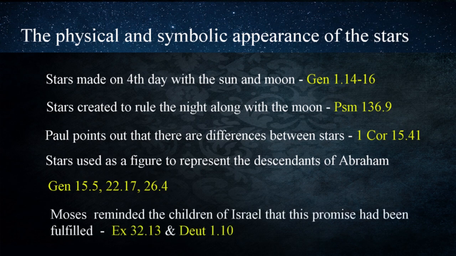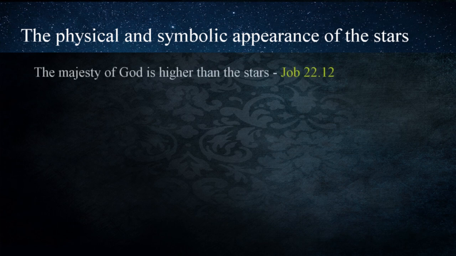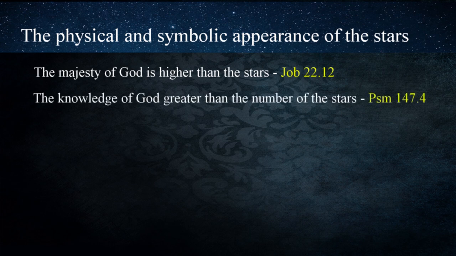Moses reminds the children of Israel that this promise had been fulfilled in Exodus 32:13 and Deuteronomy 1:10. The stars are used figuratively to denote the power of God. Job compares the majesty of God who is above the stars, noting how high they are in the sky, in Job 22:12. The psalmist uses the number of the stars as a figure representing the knowledge of God, who knows their number, in Psalm 147:4.